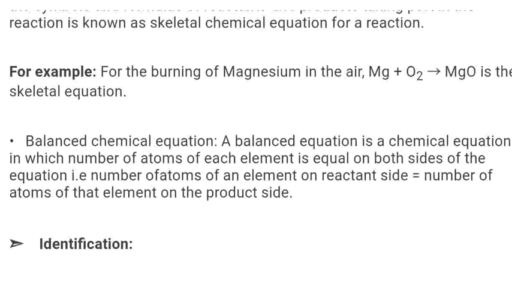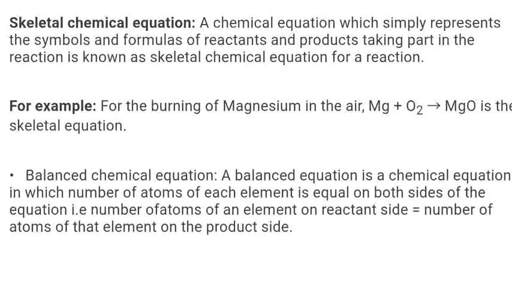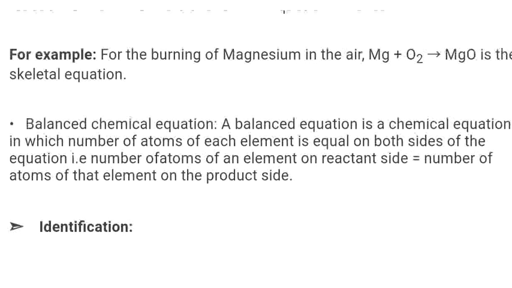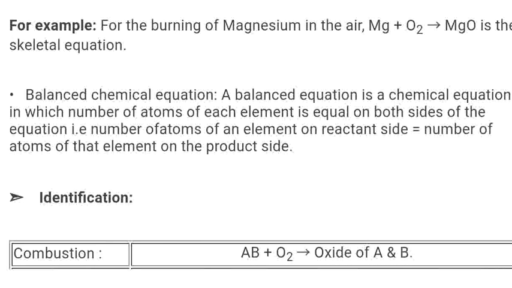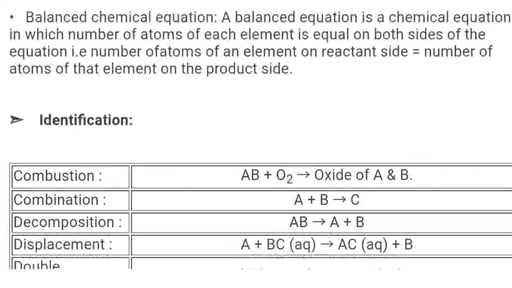Okay, so chemical equations are also of two types: balanced and unbalanced, or skeletal. The unbalanced chemical reaction is known as a skeletal chemical reaction, and the balanced chemical reaction is known as a balanced chemical reaction. In a balanced chemical equation, the number of atoms on the reactant side is equal to the number of atoms on the product side.